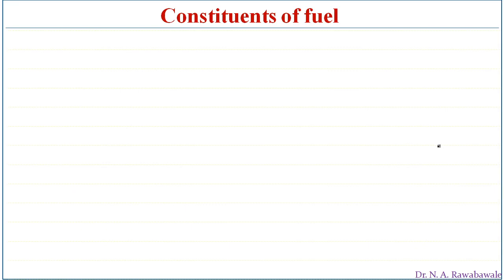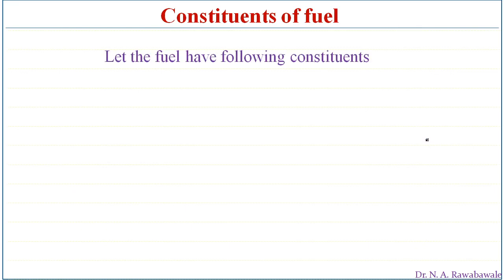So now coming to the constituents of fuel and the minimum quantity of air required, oxygen required, that we will see. Every fuel contains some kind of constituents which undergo the combustion process and produce heat. So here let the fuel have the following constituents. Fuel will have different kinds of constituents which are capable of burning and producing heat energy.